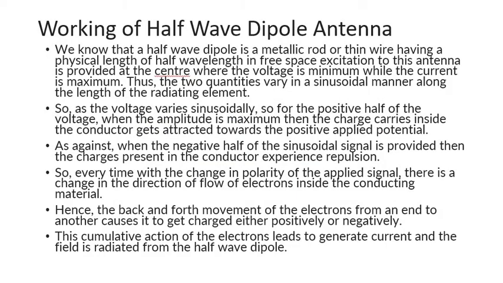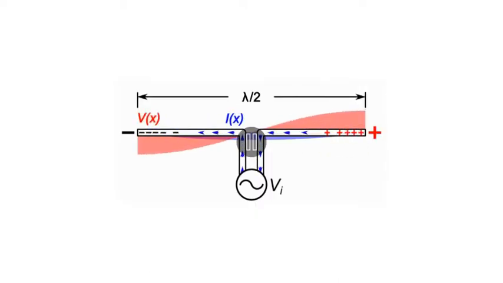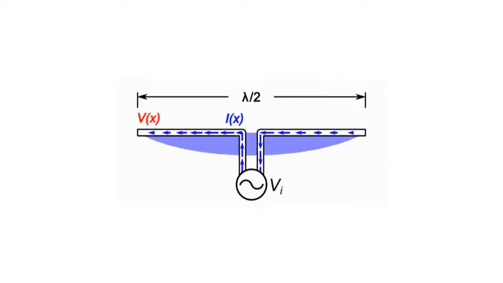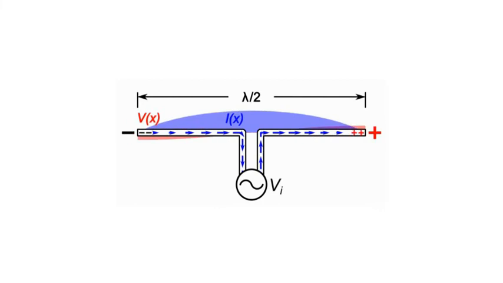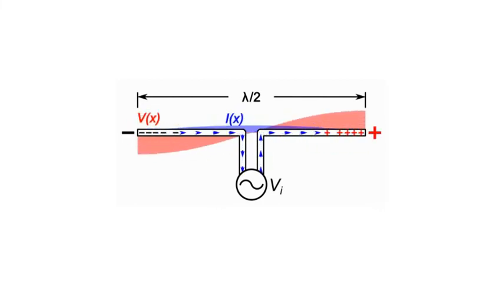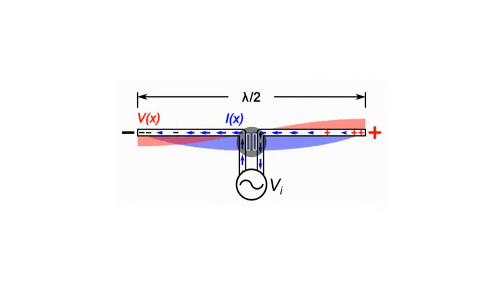Hence the back and forth movement of the electrons causes the ends to go either positive or negative. This cumulative action of the electrons leads to the generation of current and field radiation for the half-wave dipole antenna. We can observe that when the electrons move back and forth, the voltages also change accordingly. Here we can see a half-wave dipole antenna, and it has a feed point.